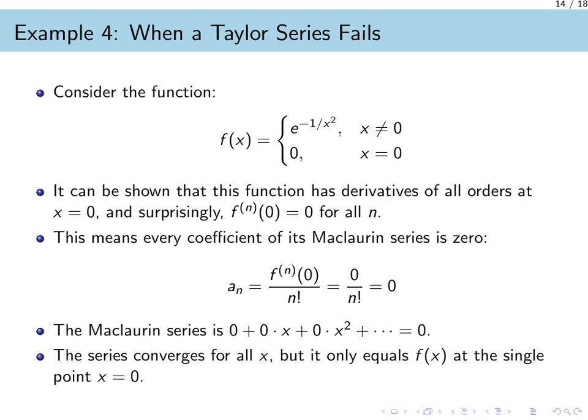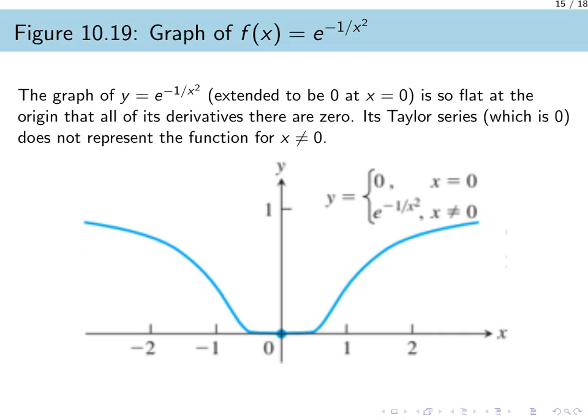This slide presents figure 10.19, which provides a crucial counterexample to an assumption we might be tempted to make about Taylor series. The function shown is y equals e to the power of the quantity -1 over x squared, which we define to be 0 at the origin to make it continuous.